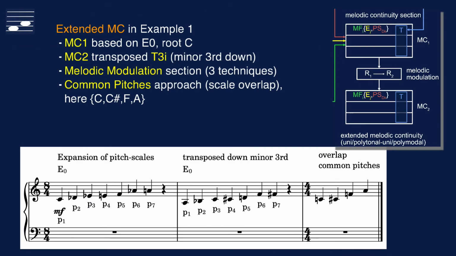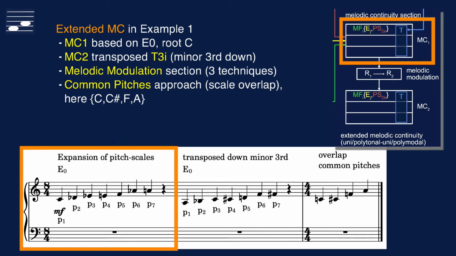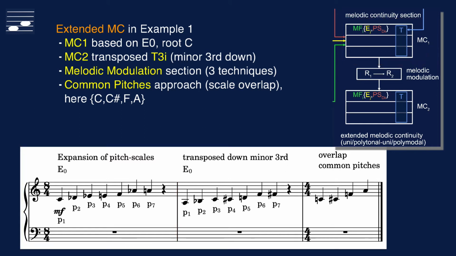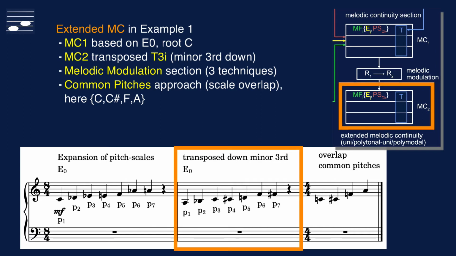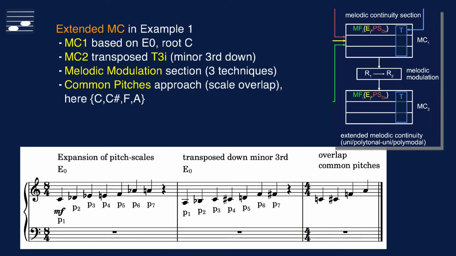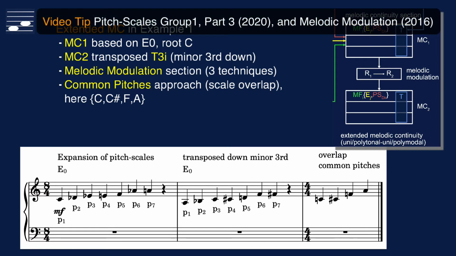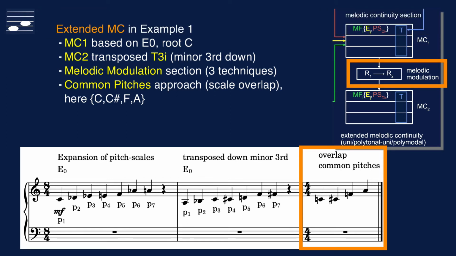The first melodic continuity section is based on the original 7-unit pitch scale on root C. For the second phrase, we modulate to a tonic degree a minor third below, so now the root becomes A. Both are connected through melodic modulation, a technique for which you saw 3 alternative approaches in earlier videos. Here we use the common pitches approach, the overlap between the 2 scales. The common pitches are C, C sharp, F and A.